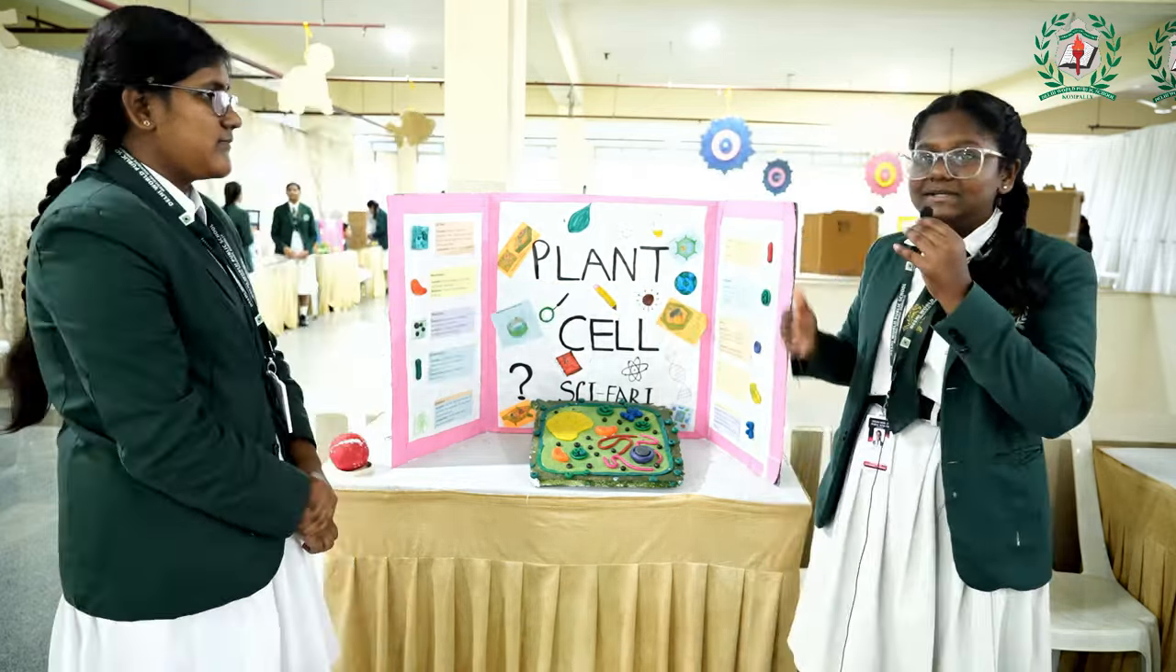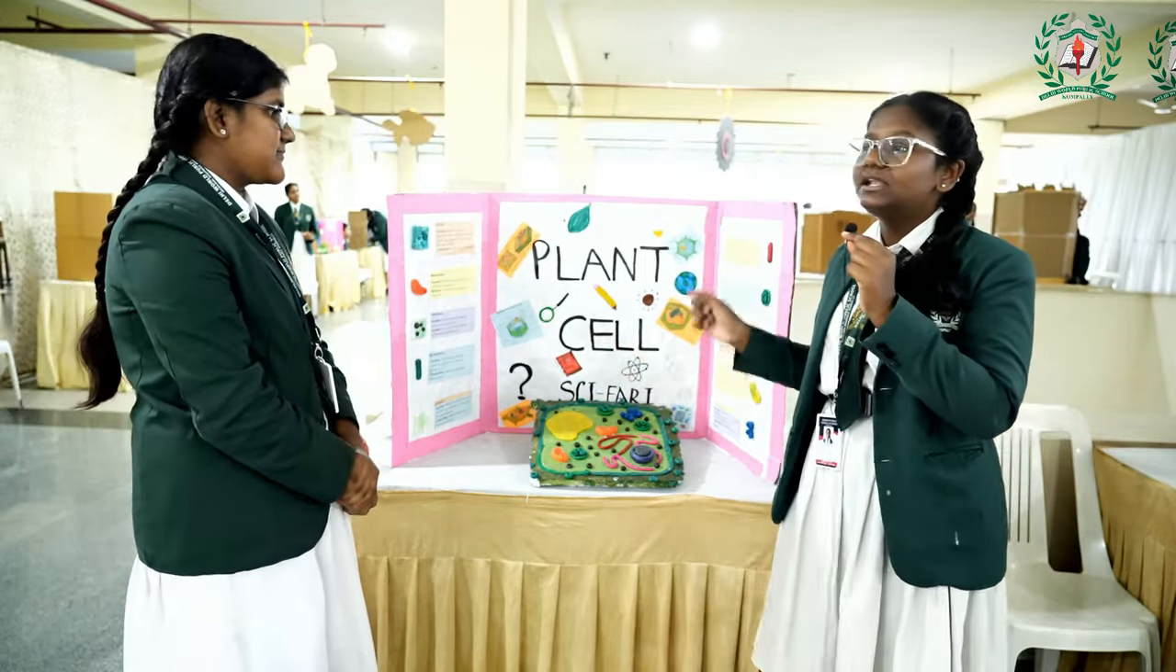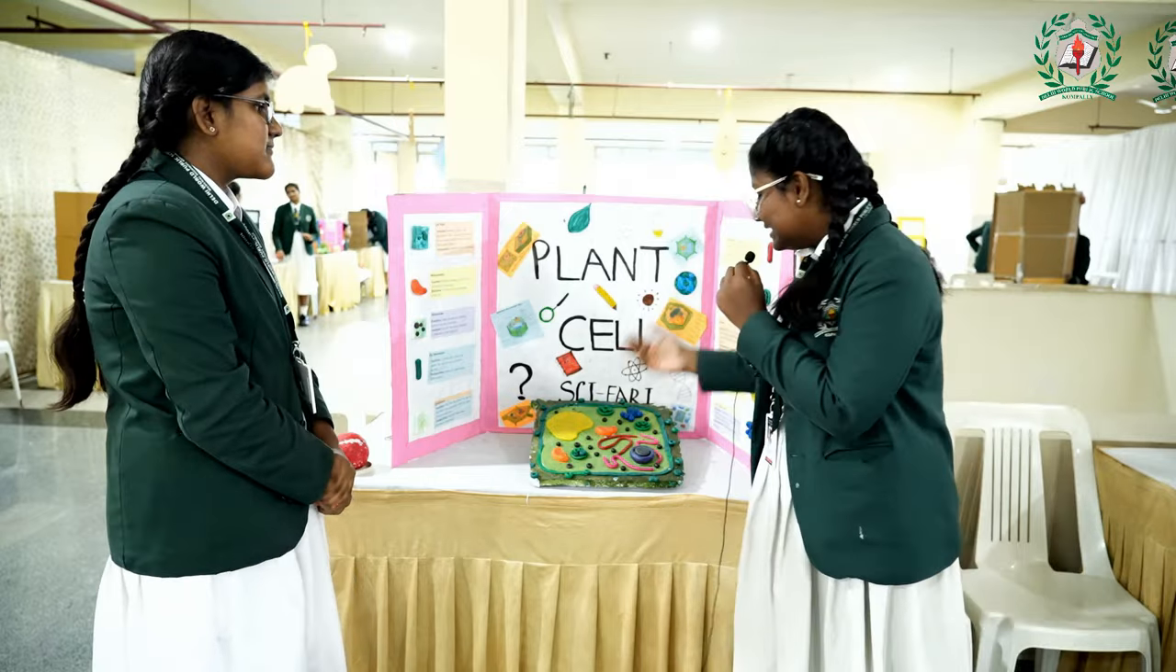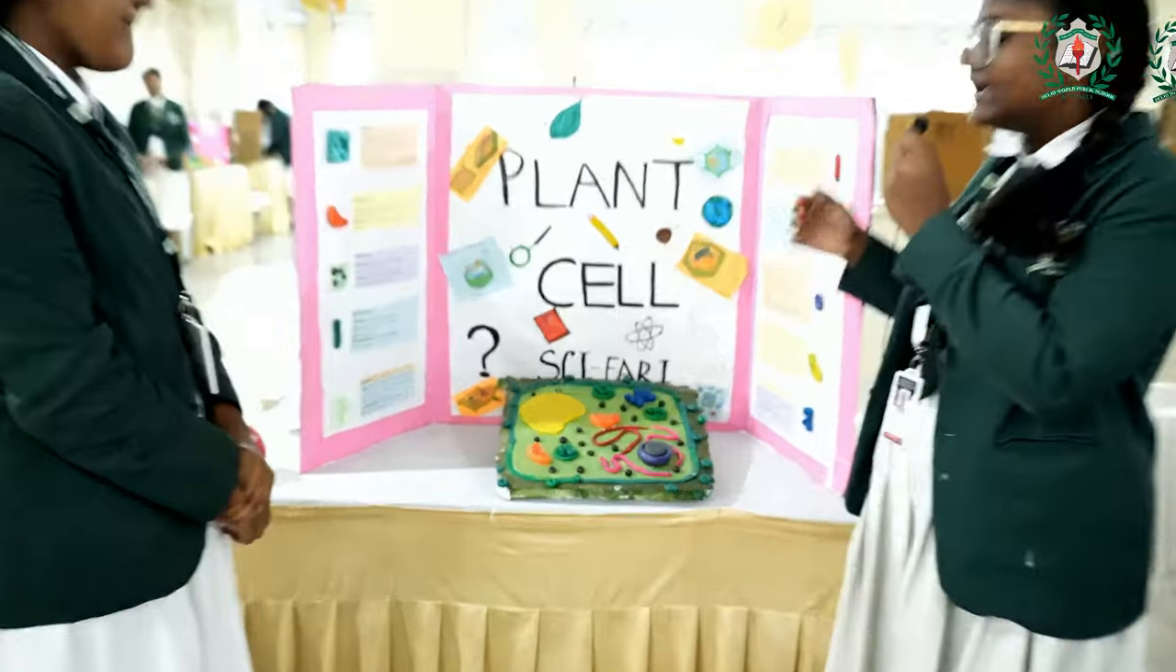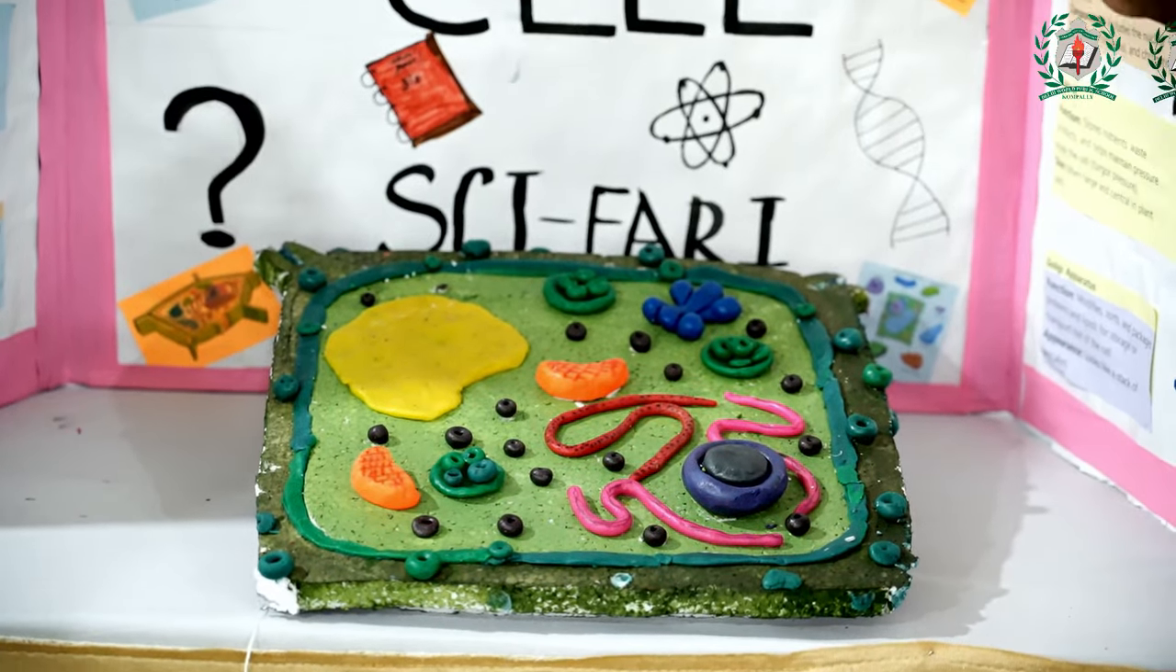Other than these, there are other parts in plant cells. Like this is mitochondria. It helps in the production of ATP and is also called the powerhouse of the cell. And these are ribosomes. It takes instructions from DNA and follows them.